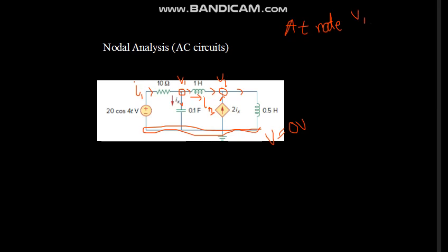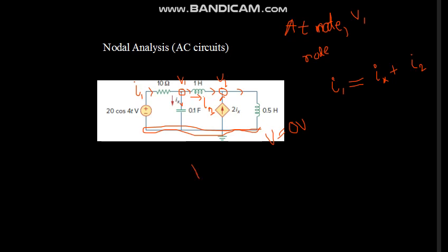node, N-O-D-E, not note. At node V1 we can apply KCL, Kirchhoff's current law. I1 will be equal to Ix plus I2.